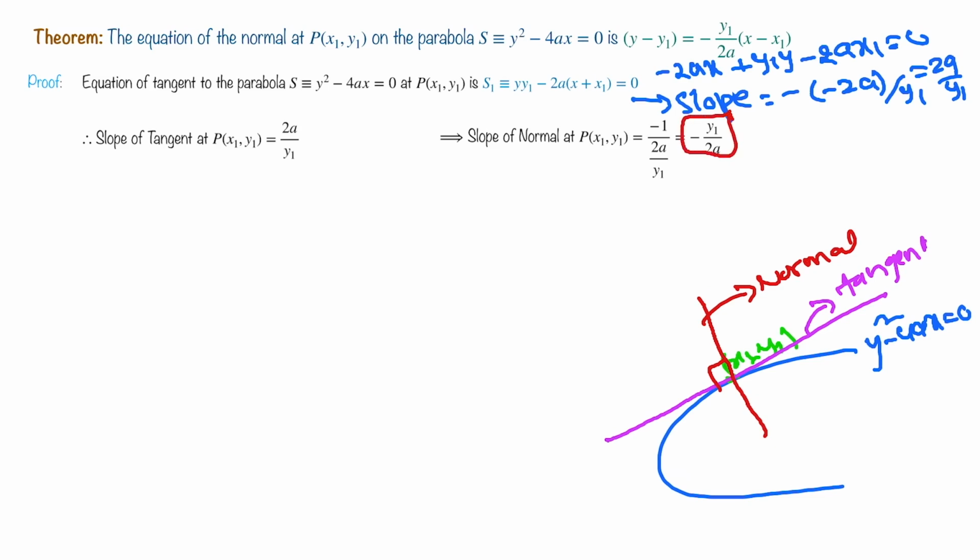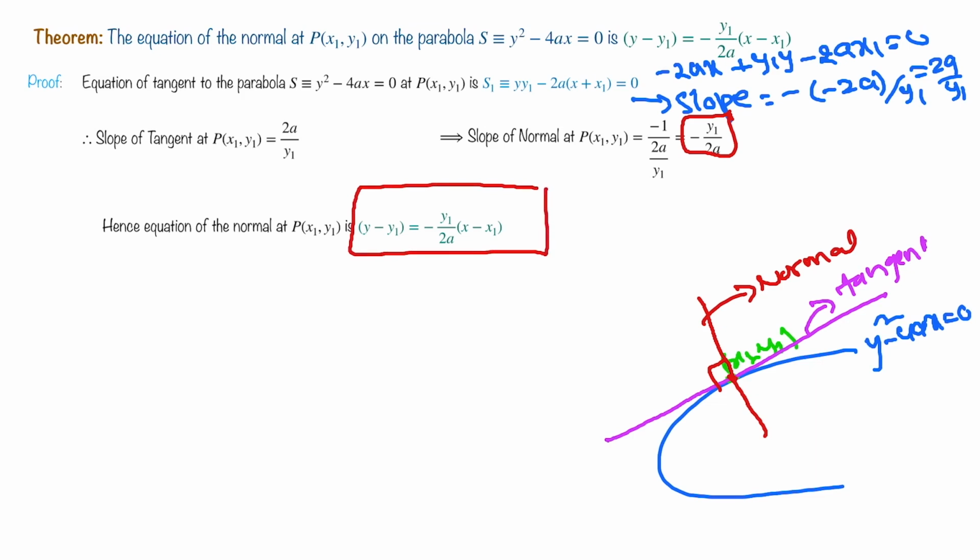Okay, so this is the slope of the normal. Now we can write down the equation of the normal at x1 y1 as the line passing through point x1 y1 and having the slope minus y1 by 2a. So the equation is y minus y1 equal to minus y1 by 2a times x minus x1. So this is the normal equation to S equal 0 at x1 y1, where S is the standard equation of the parabola, which is y square minus 4ax equal to 0.